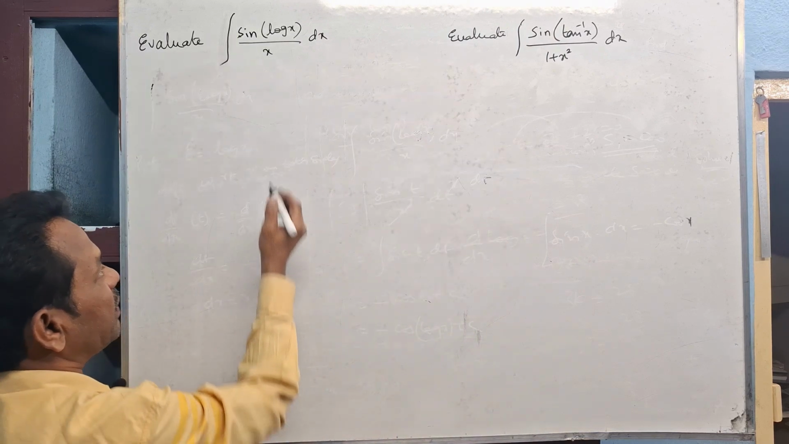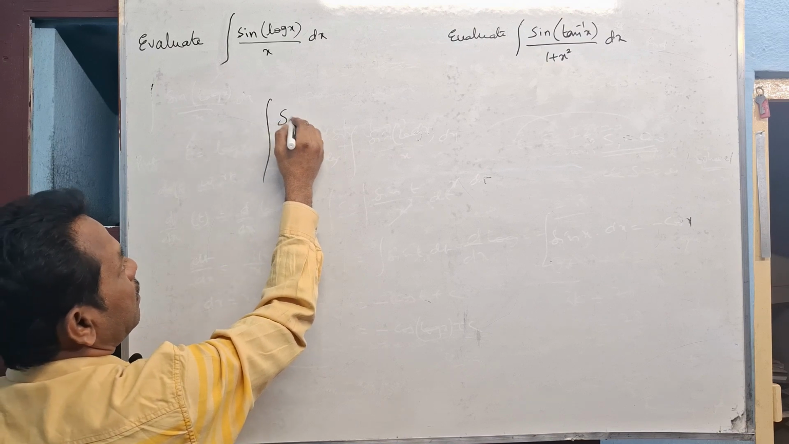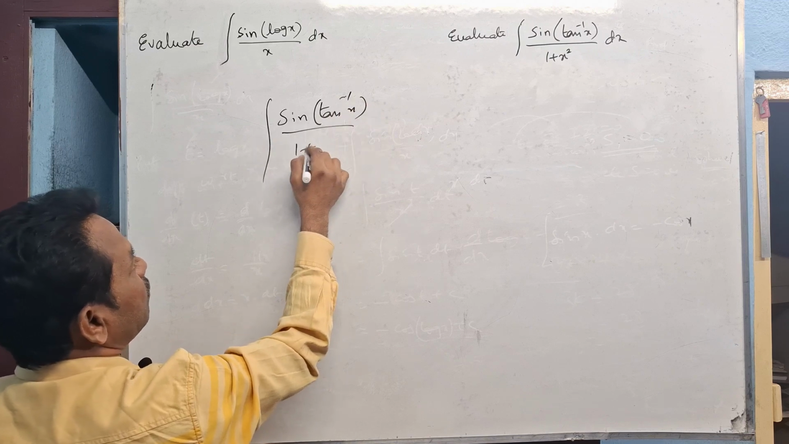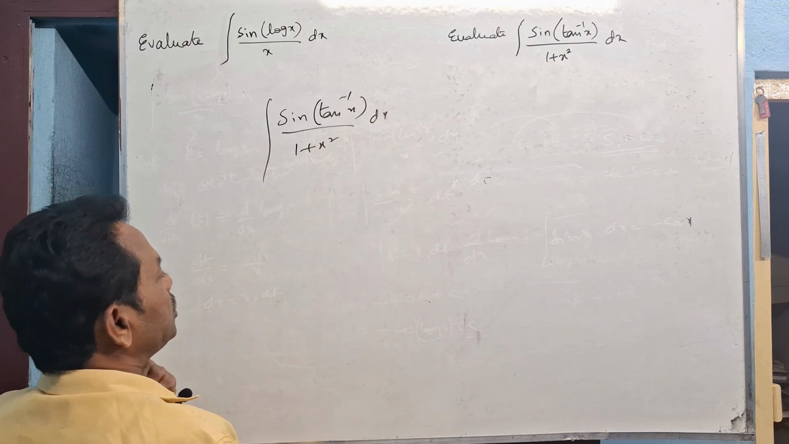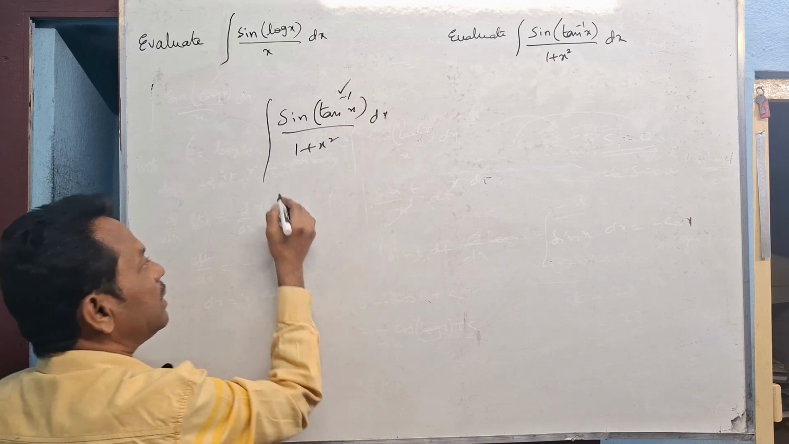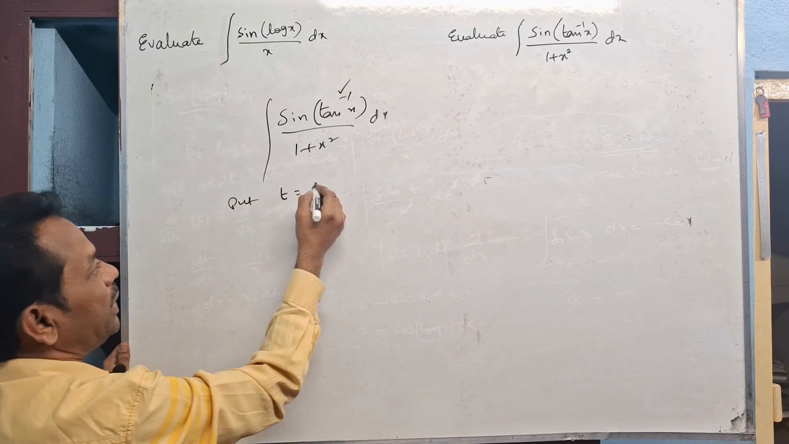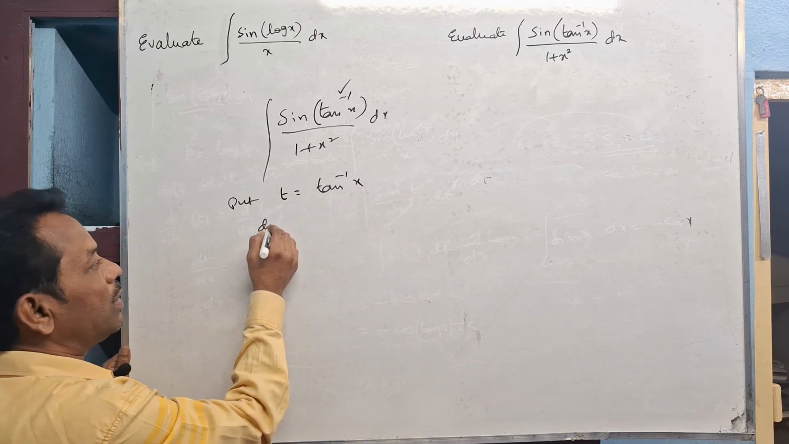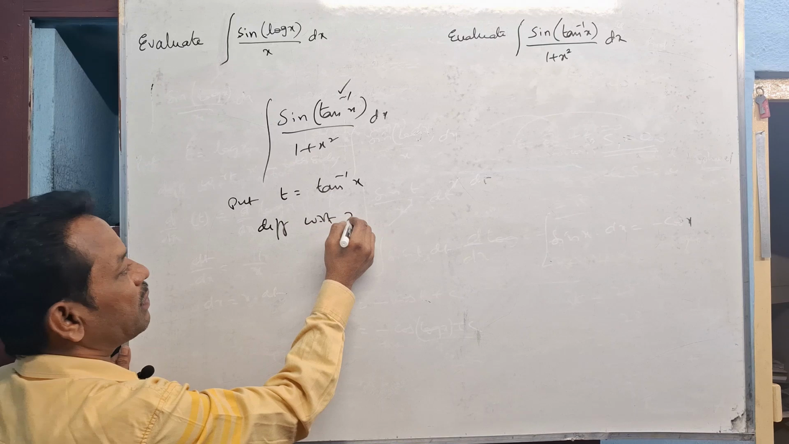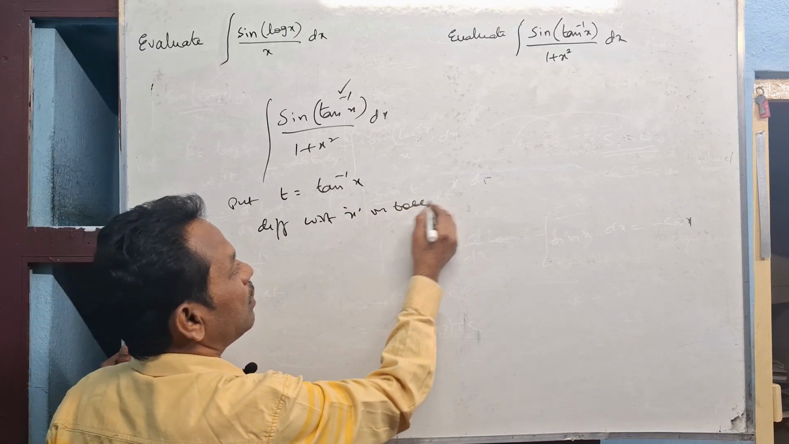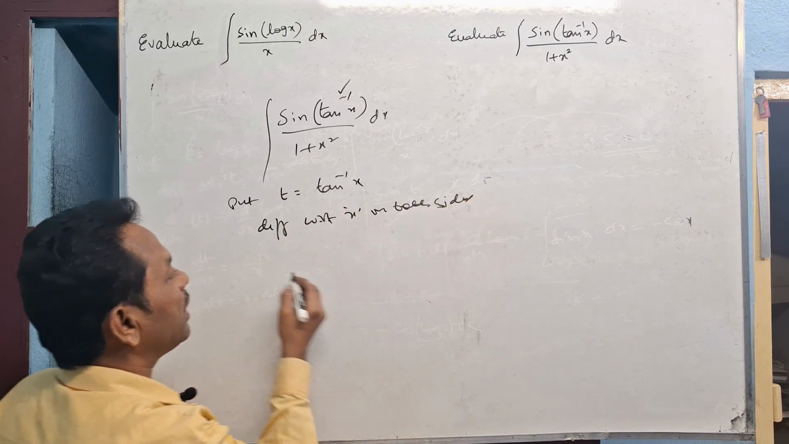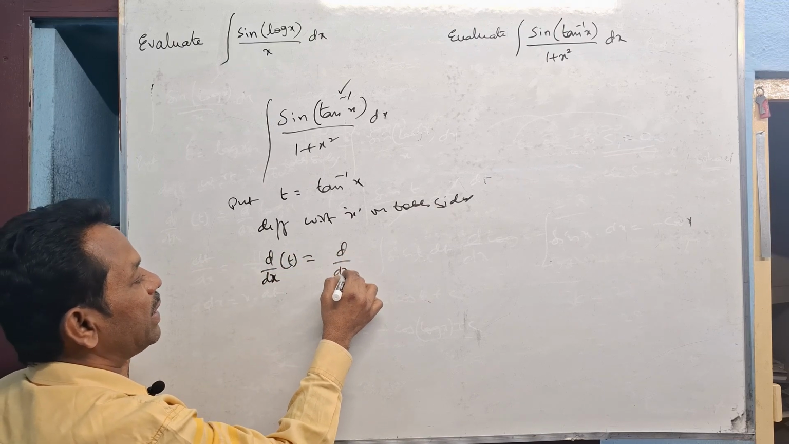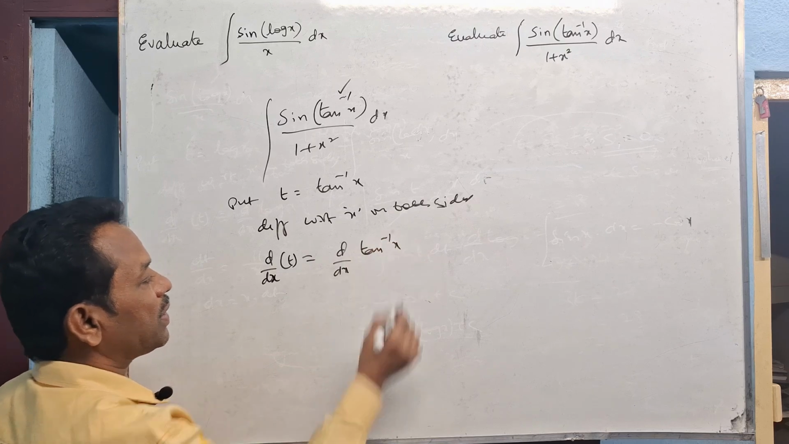बच्चों, in the second question it is given that evaluate sine of tan inverse x by 1 plus x square dx. Here let me take t equal to tan inverse x. Now differentiating with respect to x on both sides, what will you get here? d by dx of t equal to d by dx of tan inverse x.